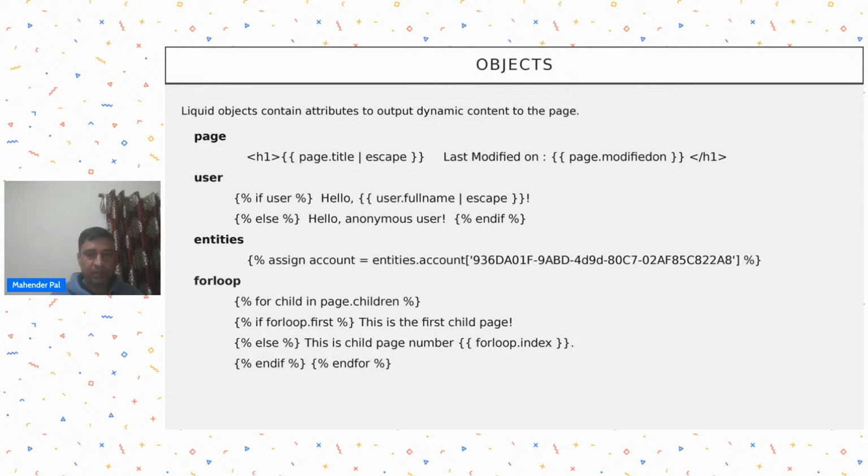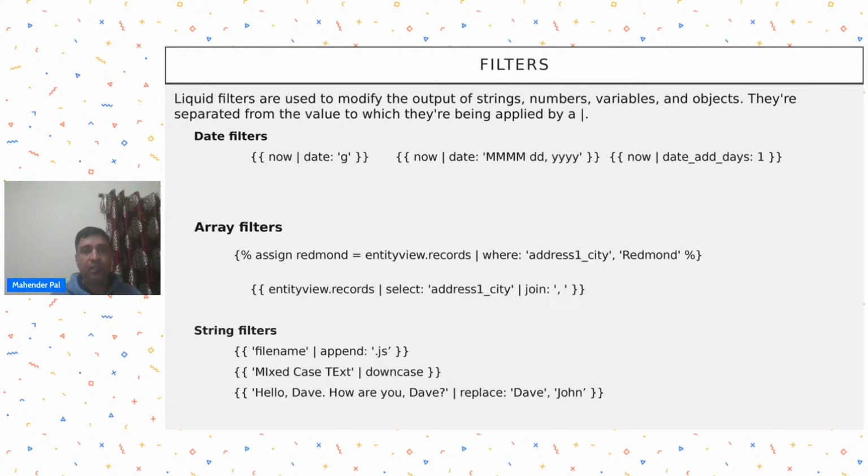Okay, so now we have the filters. Just like in a traditional way we use conditional logic to check a condition when we are writing code, apart from that we have a direct way of applying filters.